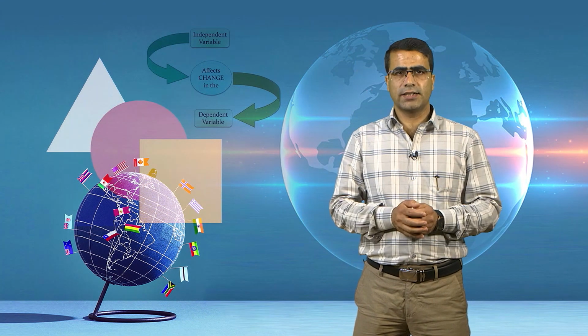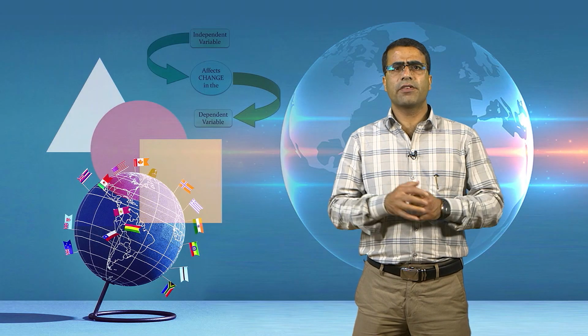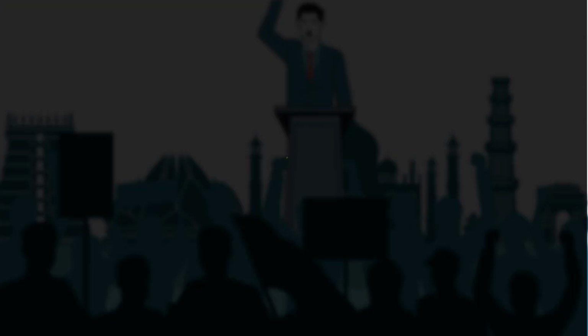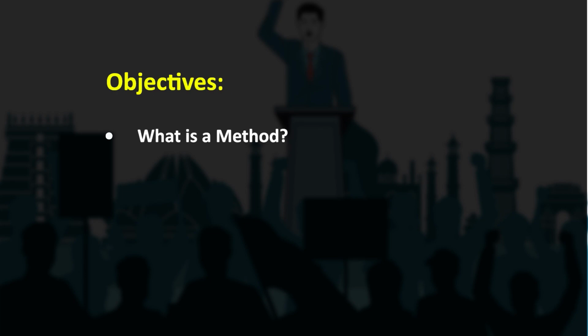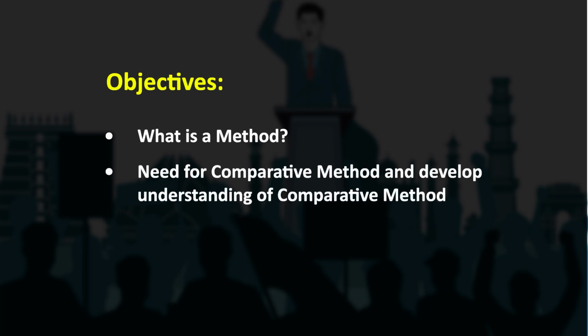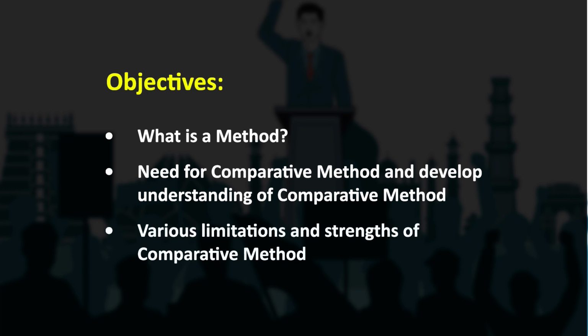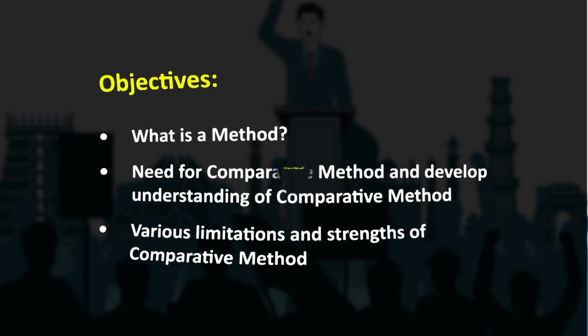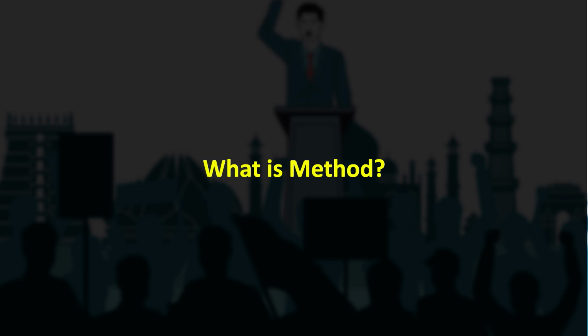Today we will have a discussion on the theme comparative method. This we will discuss within the framework of comparative politics. The broad objectives of this lecture are: number 1, to understand what is a method; number 2, to highlight the need for comparative method and develop understanding of comparative method; number 3, to analyze various limitations and strengths of comparative method. So, dear students, let us start with a brief discussion on what is method.